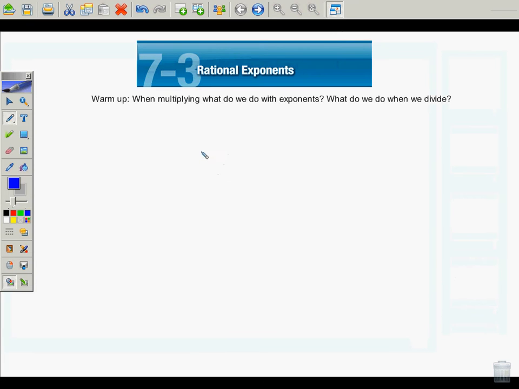For this lesson, I'm going to be talking about rational exponents. If you remember, rational just means we're talking about a fraction. So we're going to be talking about fractions as exponents.